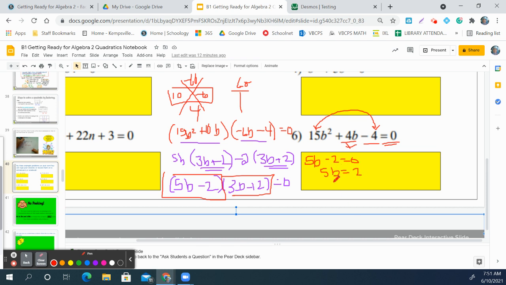And then what? Do I have one more step to get the b by itself? What do I have to do? Divide by 5. I know. Fractions, we don't get very many things in geometry, right?